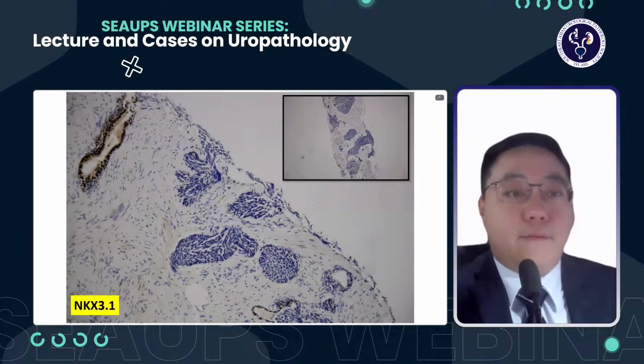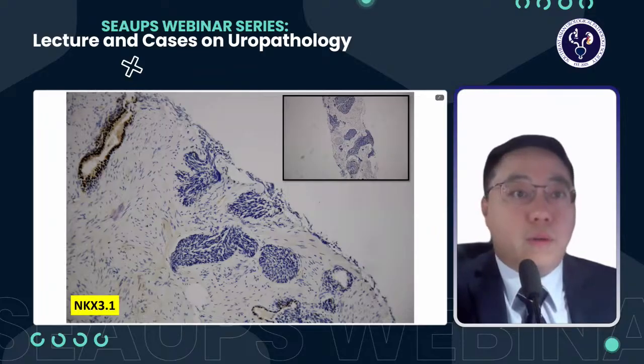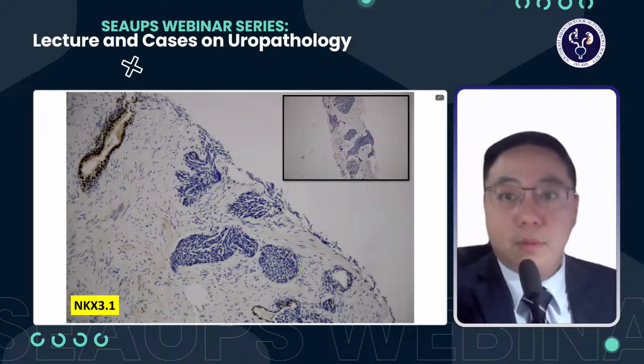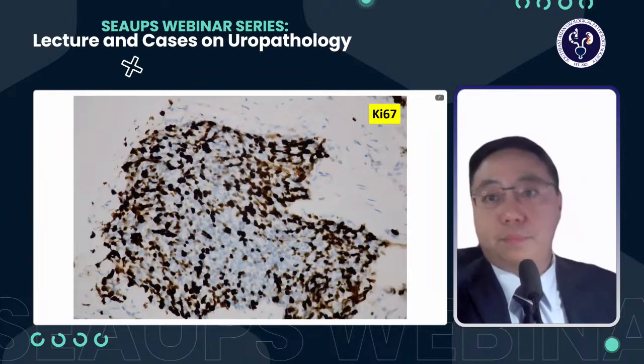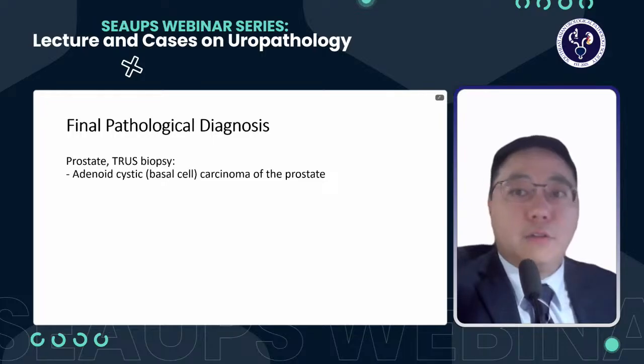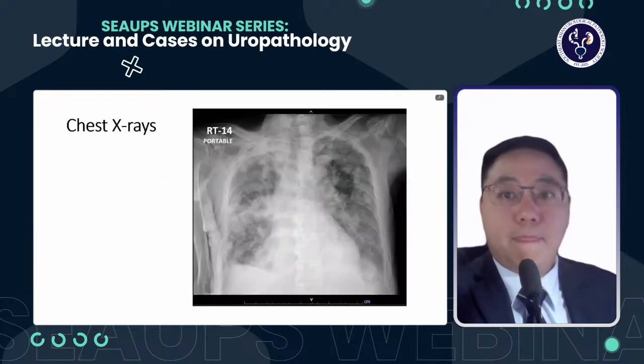The tumor is negative for NKX3.1, while the internal control shows reactive staining here. The Ki67 is approximately 50 to 60%, reflecting a high proliferative index. So the final diagnosis is adenoid cystic or basal cell carcinoma of the prostate.